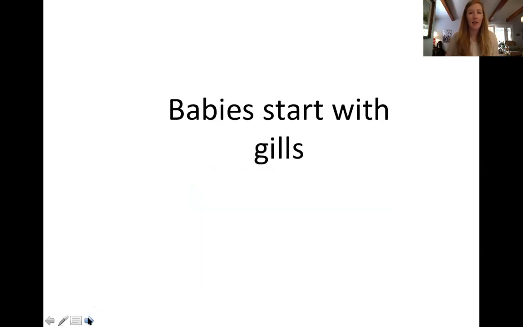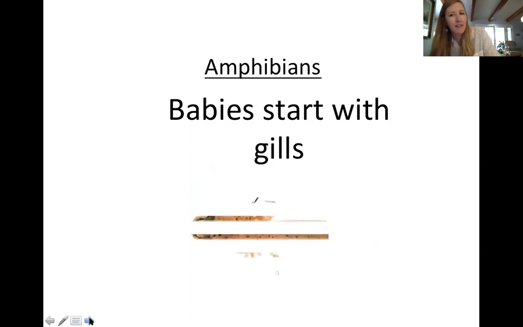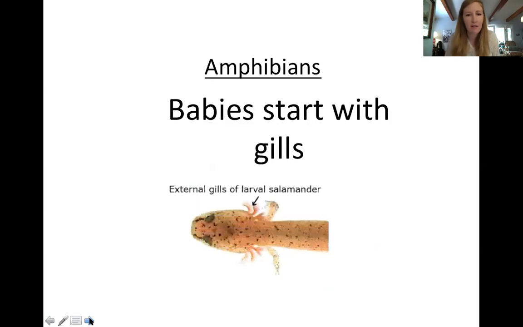Okay. All right, babies start with gills. Okay, you should know this. Say it out loud. Amphibians. And there we go. In the picture, you can see the external gills on a salamander. They kind of pop out from his body.